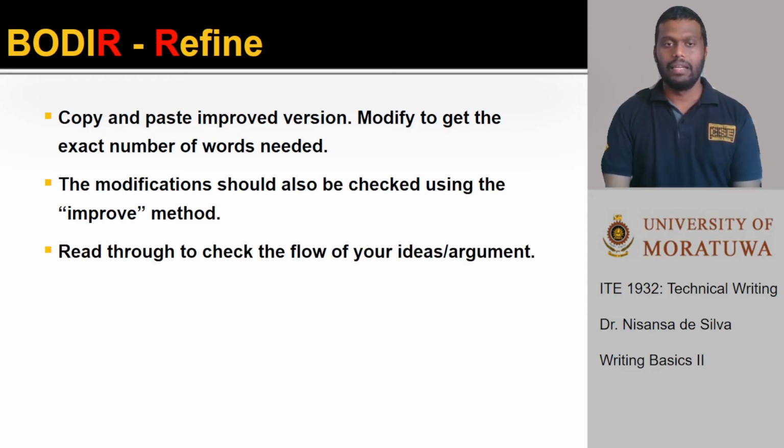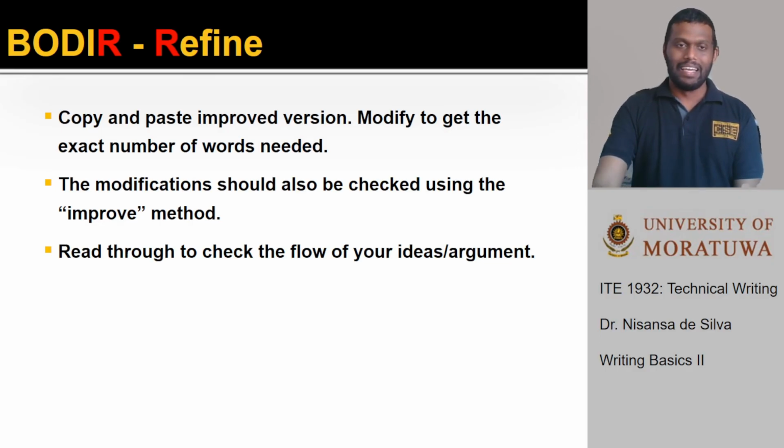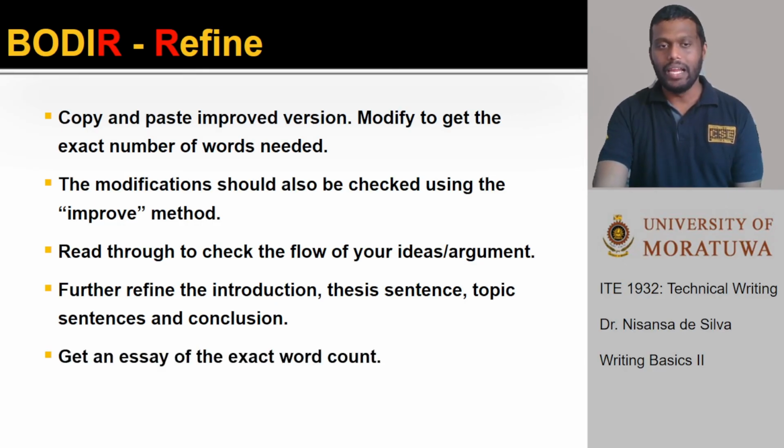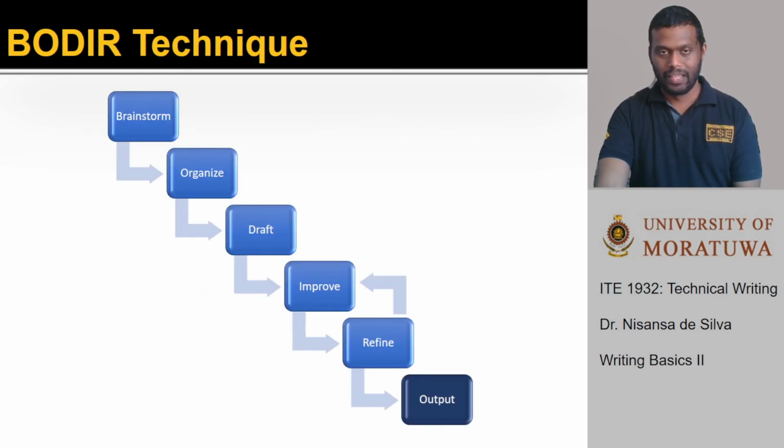Read down and check the flow of your ideas and argument. And further refine the introduction, thesis sentence, and the topic sentence. Also the conclusion. Again, try to get the exact word count. At this point, you see that you can do the improve and refine iteratively until you are satisfied of the output.